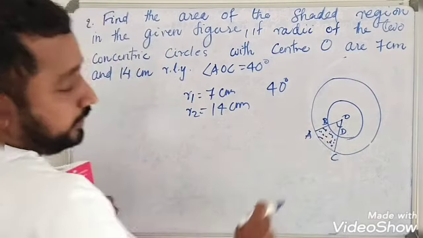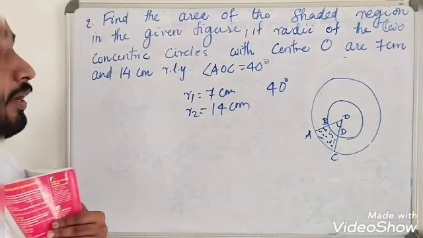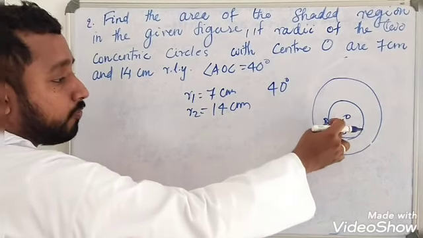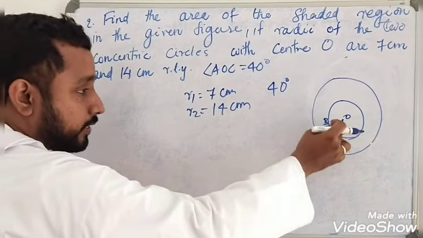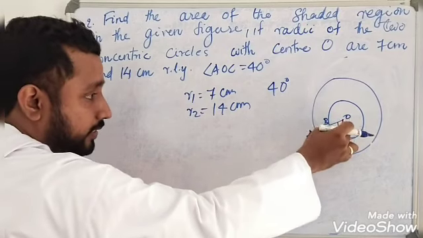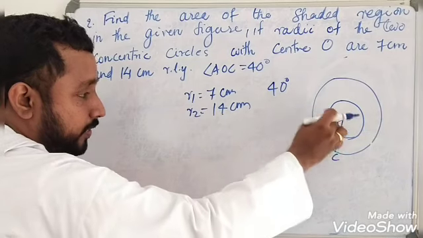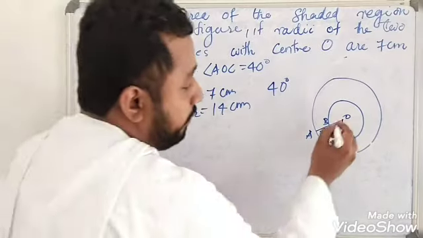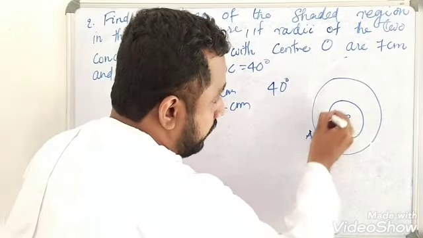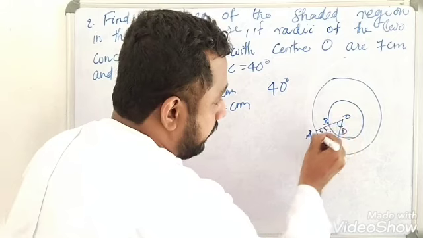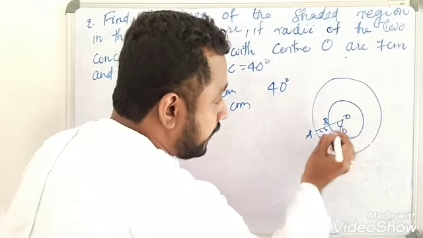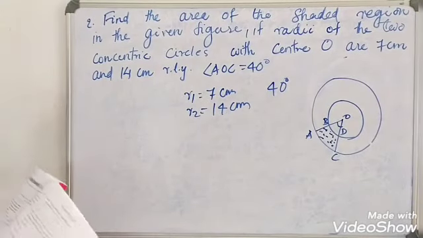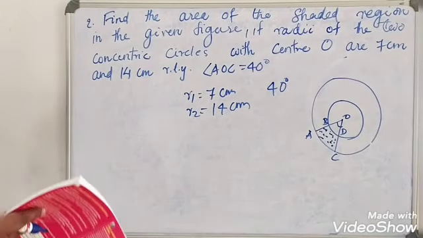This is a sector. We have to find the area of this sector, then subtract the area of this small sector. Here also there are two radii, and this is also a sector. This is a small sector, this is a large sector. When we find the area of the full sector, the big one, and subtract this portion, we will get the remaining portion. So let us find the area of the sector.